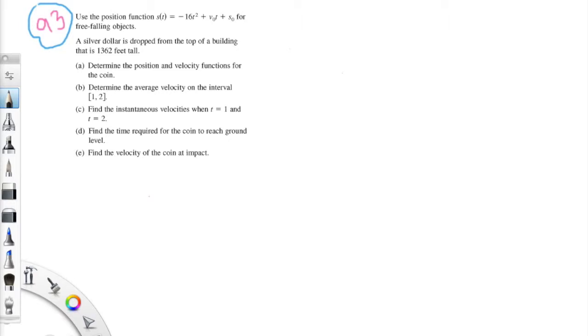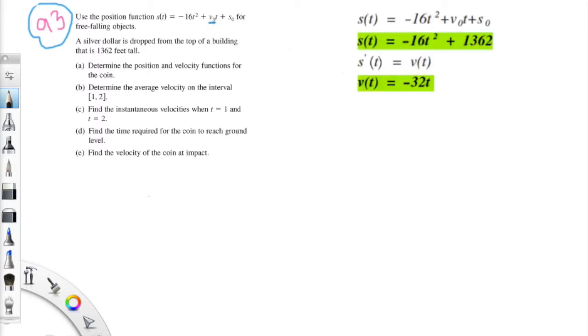A. Determine the position and velocity functions for the coin. So since they gave you the position formula, all you have to do is basically just plug it in. And since it's dropped from the top of a building, you're given the initial height, but the initial velocity is 0. So this part right there should equal 0. So here's my work. There's the equation. I plugged it in, and I got s of t equals negative 16 t squared plus 1362.